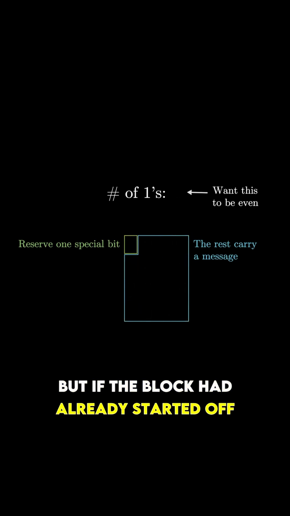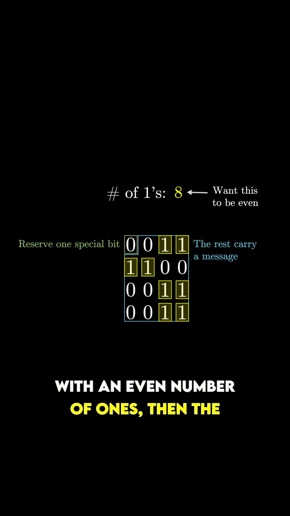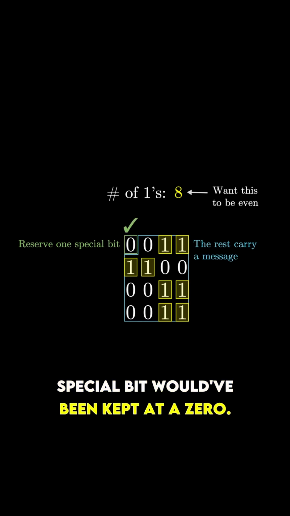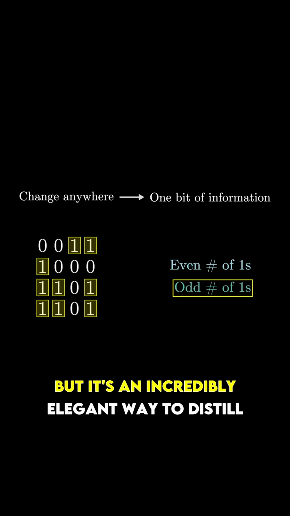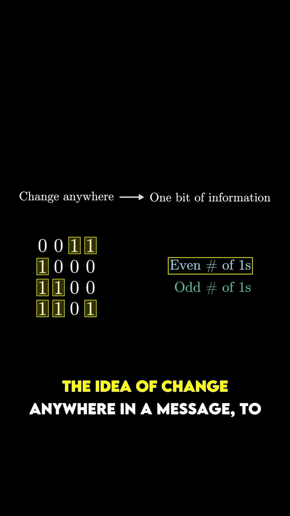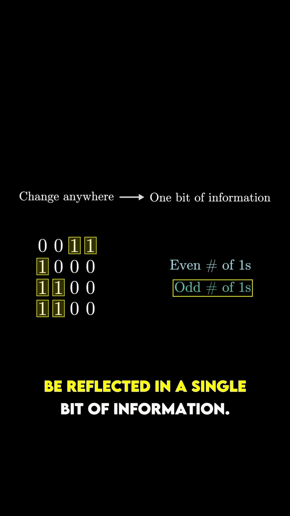But if the block had already started off with an even number of ones, then this special bit would have been kept at a 0. This is pretty simple, deceptively simple, but it's an incredibly elegant way to distill the idea of change anywhere in a message to be reflected in a single bit of information.